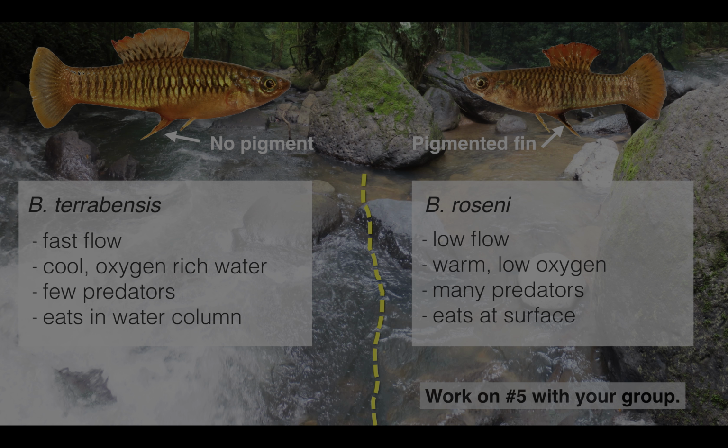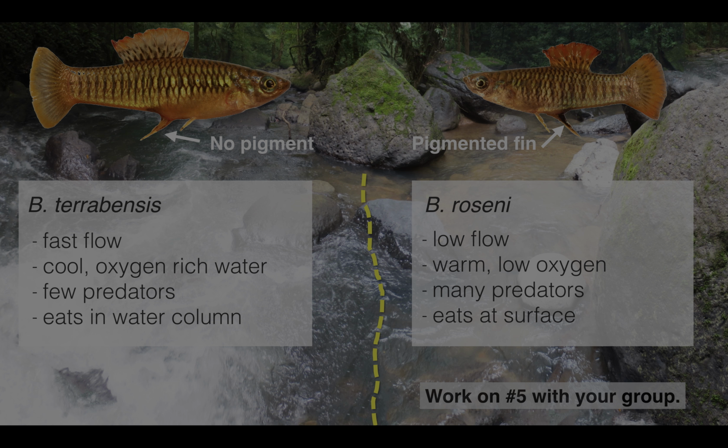Terbensis does not have a pigmented anal fin. Roseni, on the right, lives in the backwater parts of the stream, but again, there's no physical barrier between these two parts of the stream. They live in the low flow parts of the stream. The water is warm. It tends to have less oxygen. It has more rotting debris on the substrate at the bottom of the stream. There are lots of predators, and they tend to eat at the surface of the water. They swim around and pick off ants that fall from the canopy and are stuck at the surface of the water.